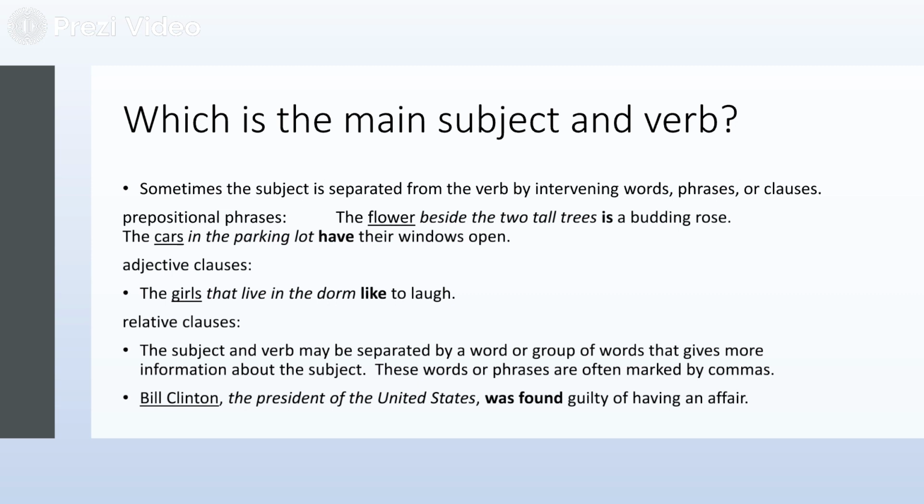What is our main verb? Was found. That is a past. That's passive voice actually, and it's past tense because we know was is in the past. So Bill Clinton is he, right? He was found guilty. So we can just ignore that information in the relative clause.